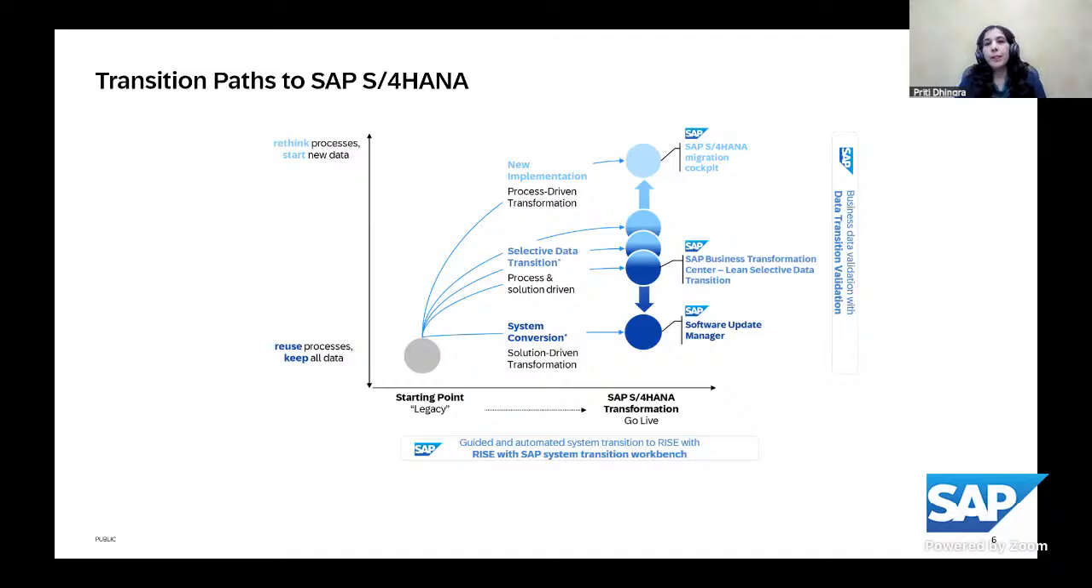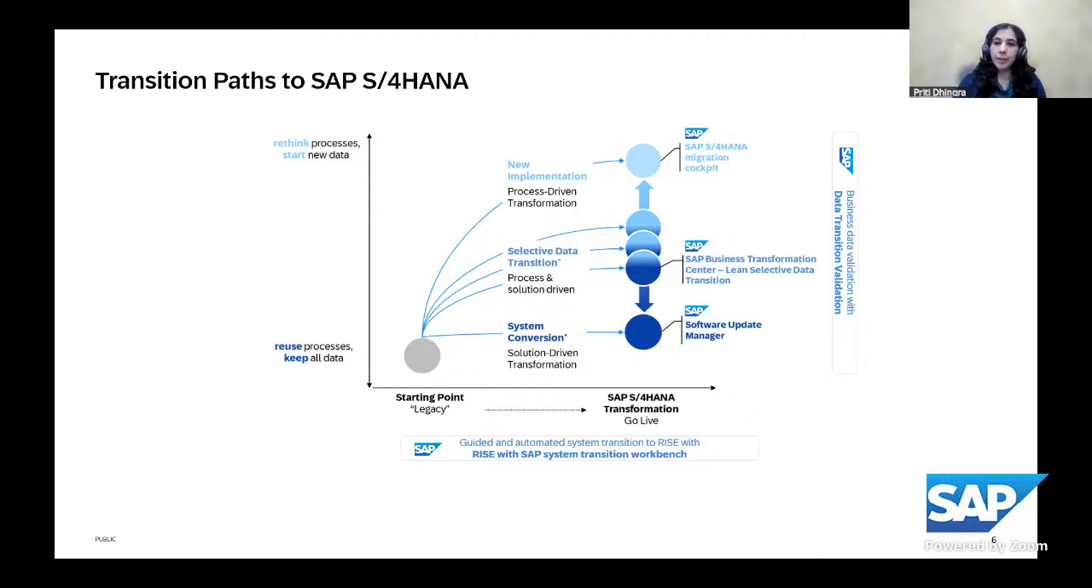The first one is new implementation, which is the greenfield approach, and this is where customers can go with GROW with SAP. This is, for example, our public cloud offering, where customers can simply start using our SaaS offerings. And then we have, for example, system conversion, where we have our existing ECC systems which need to be converted to an S/4HANA system.